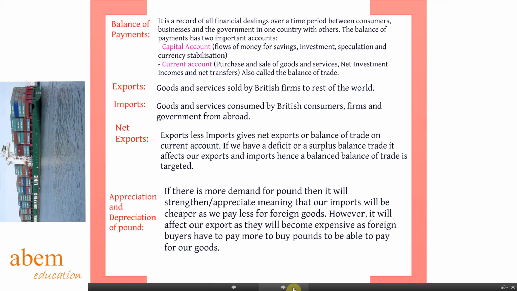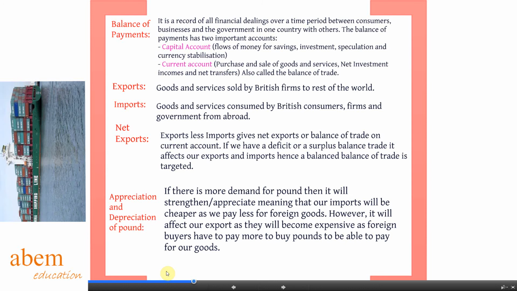The other set of keywords is more to do with the exchange rate or balance of payments. I've put on a picture of a liner with lots of cargo containers we can see over here, China Shipping Line. Balance of payments is a record of all financial dealings over a time period between consumers, businesses and governments in one country, which is the UK, with the others. That can be the United States, European Union, China and the rest of the world.